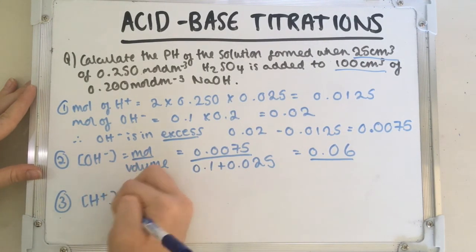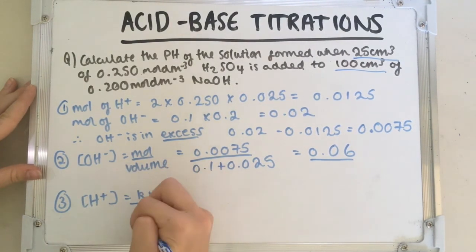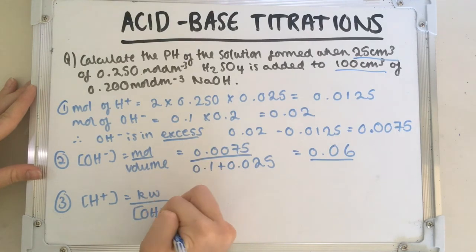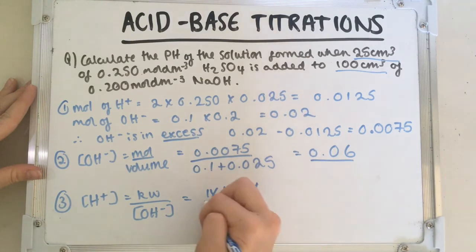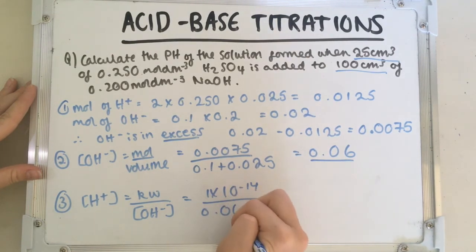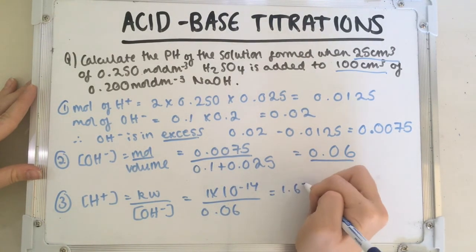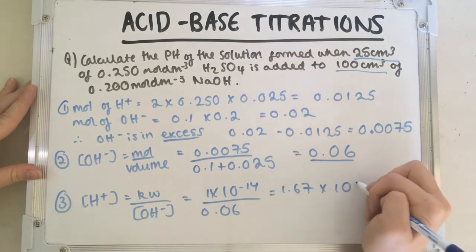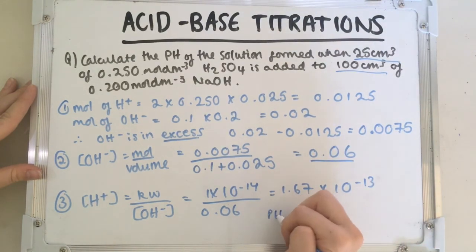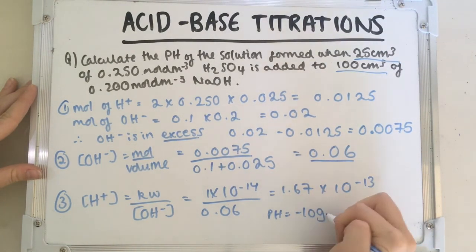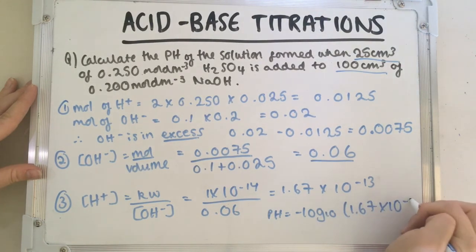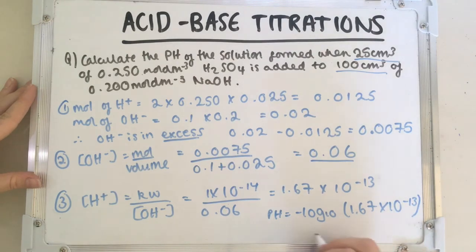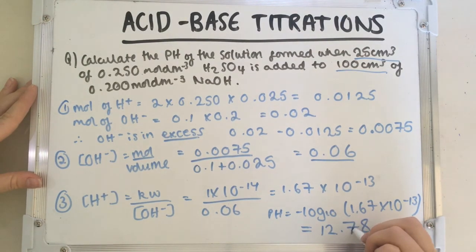Step number 3 is to use this value to calculate the concentration of hydrogen ions. We need the concentration of hydrogen ions to work out pH. Then we plug this value into the pH equation. And that gives us a pH of 12.78.